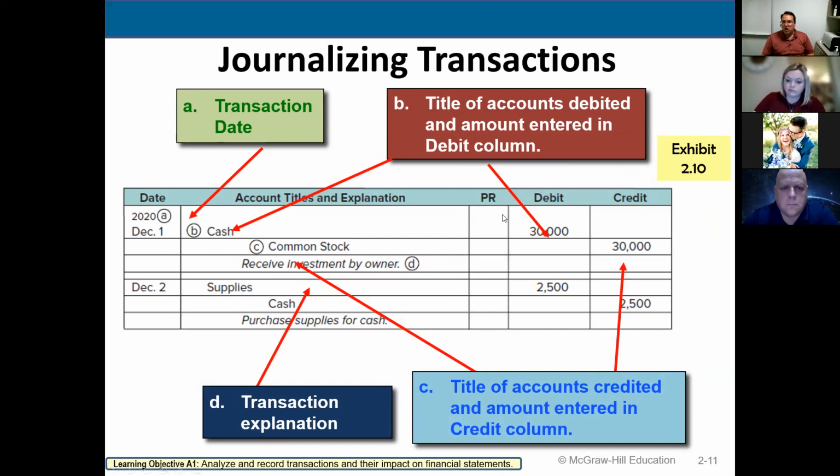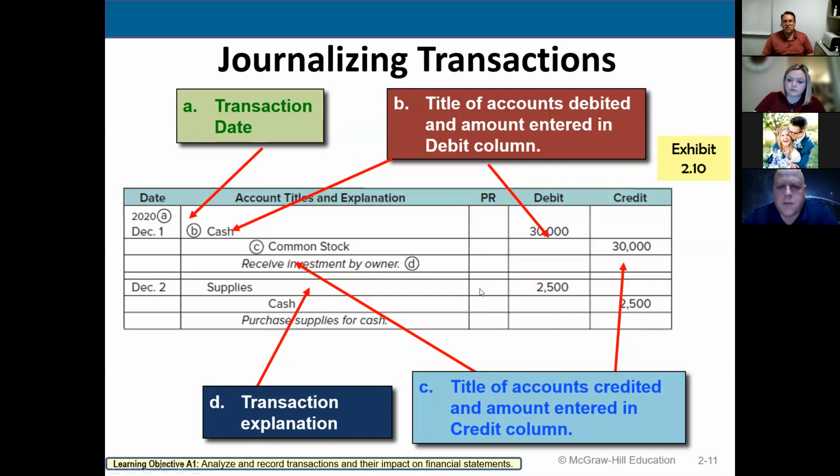So to do that, they show an increase to the cash, the debit to cash, and an increase to the common stock. And remember, because common stock's an equity account, it increases with a credit. So there's a debit of 30,000 to cash and a credit of 30,000 to common stock.